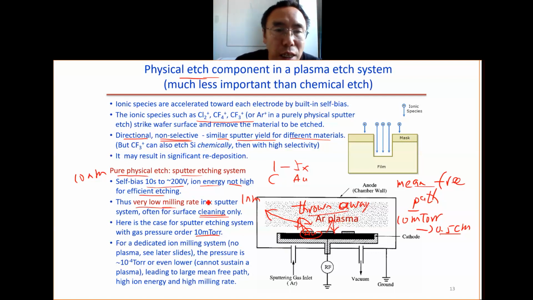Because of those two reasons, the sputter etching is very, very slow. So to etch physically, we need ion milling. For ion milling, we have very high vacuum, and we have a large mean free path because of the high vacuum, and also high ion energy and a higher milling rate. But we will talk about the ion milling later on.